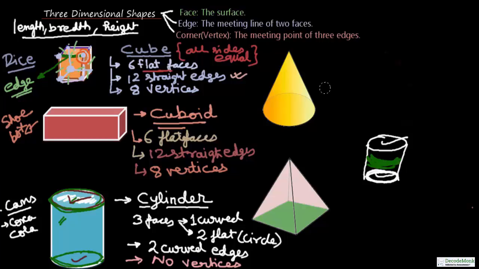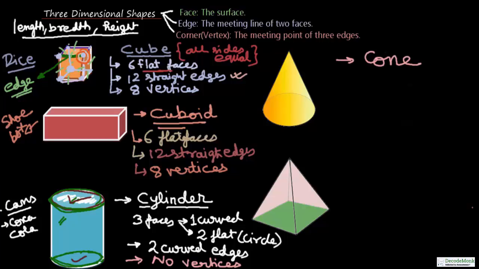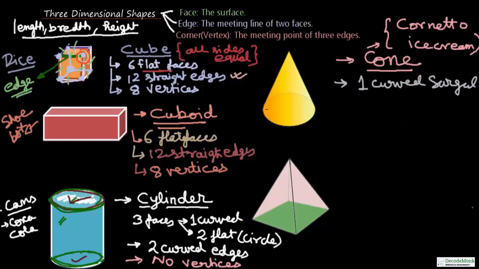Basically, in your class you should only be able to identify the shapes and the parts of shapes. The next shape you see is that of a cone. The best example of a cone is a Cornetto ice cream. You may have enjoyed Cornetto ice cream. A cone has got one curved surface. You can see that this is a cone. This has got a circular base, and over the circular base there is a cap-like structure.